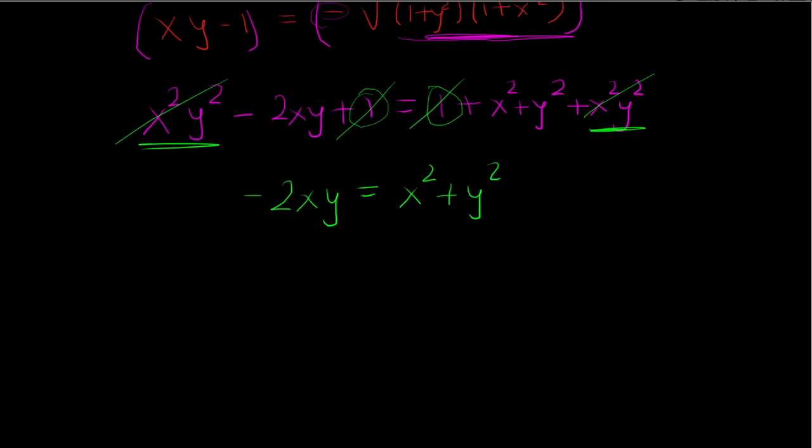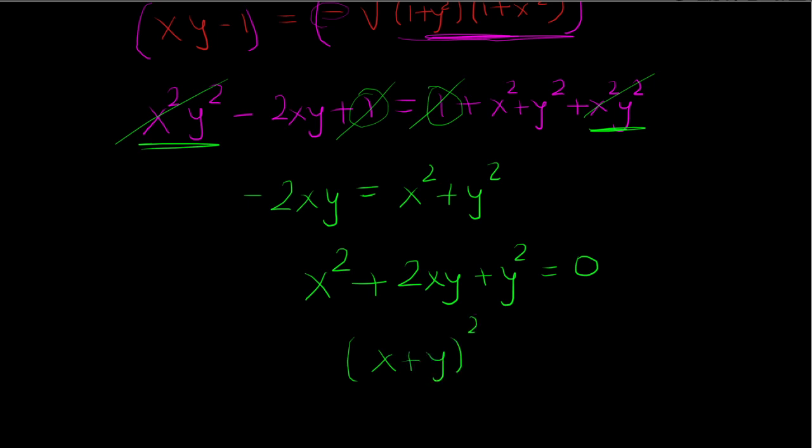So we're going to move everything to the right. So I'm going to write it as x squared plus 2xy plus y squared equals 0. And so this gets factored into x plus y quantity squared is equal to 0. And finally, we're able to prove that x plus y quantity squared is equal to 0. And this is our final answer.